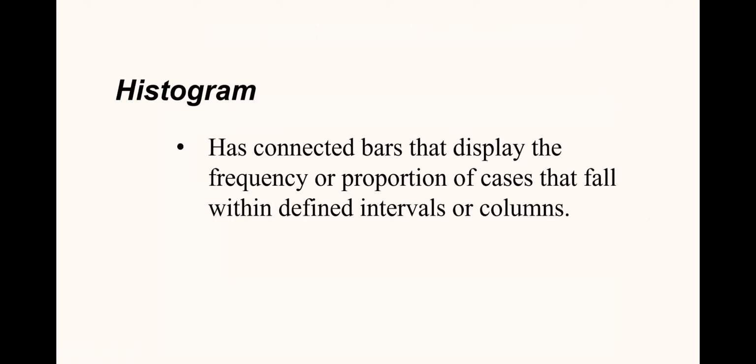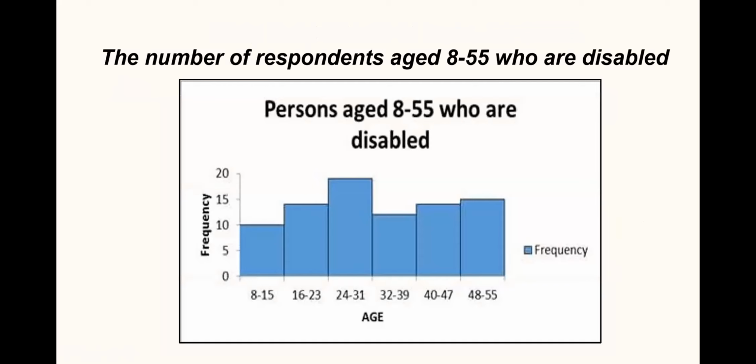Okay, and let's have the last one. And this one is what we call histogram. Histogram has connected bars that display the frequency or proportion of cases that fall within defined intervals or columns. Take note, histogram is like the bar chart. What is their difference? The only difference is these bars are compressed. They don't have categories, but they have classes, like this. So that is what I call histogram.